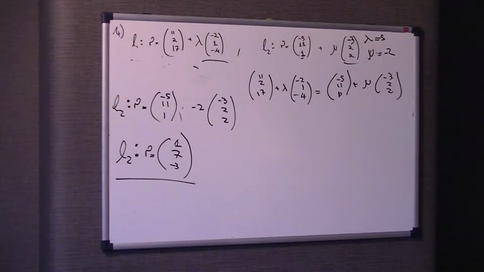But as I said, I prefer to leave it in column vector form because most calculations are easier to use in column vector form. So that's the end of part C.